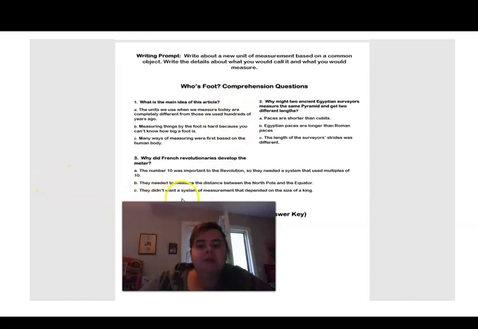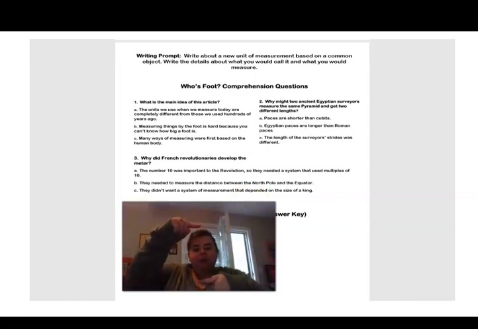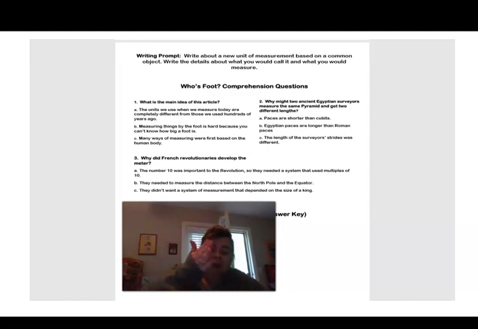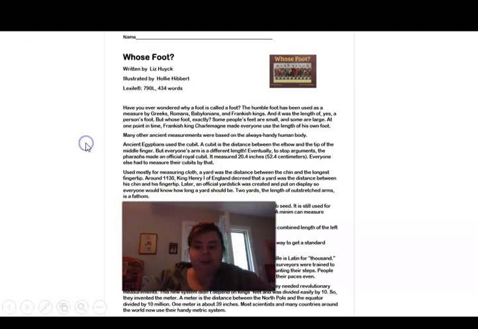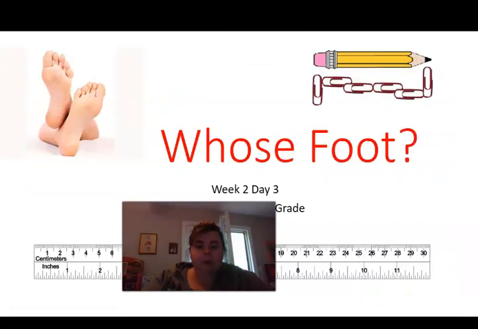C, they didn't want a system of measurement that depended on the size of a king. That is the correct answer, because remember, the size of my foot and the size of Miss Jordan's foot is completely different. So if she measures a room using her feet, her measurements would be different than if we measured it using my feet. So the French revolutionaries said, we need a standard unit of measurement, something that everyone can use. So now we use a ruler, and that was on the first page of the PowerPoint.